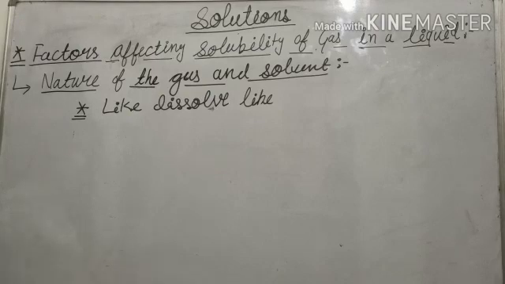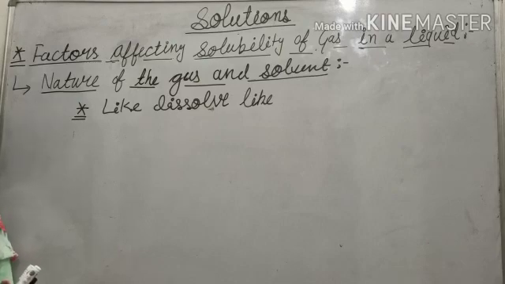Okay, now what is solubility? Solubility for any substance is defined as the maximum amount of a solute that can be dissolved in a particular amount of the solvent to form a stable saturated solution at a particular temperature. Or we can say how much amount of a solute can be dissolved to form a stable saturated solution at a particular temperature. And there are certain factors which affect the solubility of gas in liquid.